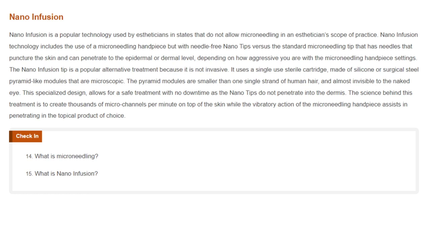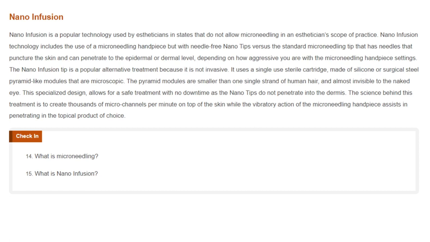Nanoinfusion. Nanoinfusion is a popular technology used by estheticians in states that do not allow microneedling in an esthetician's scope of practice. Nanoinfusion technology includes the use of a microneedling handpiece but with needle-free nano tips versus the standard microneedling tip that has needles that puncture the skin and can penetrate to the epidermal or dermal level, depending on how aggressive you are with the microneedling handpiece settings. The nanoinfusion tip is a popular alternative treatment because it is not invasive.